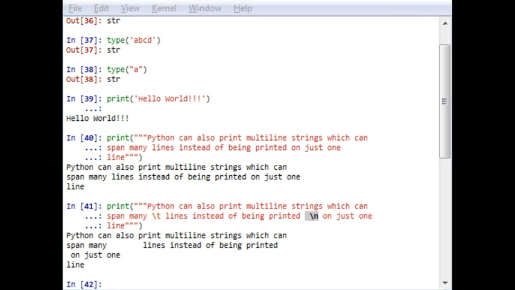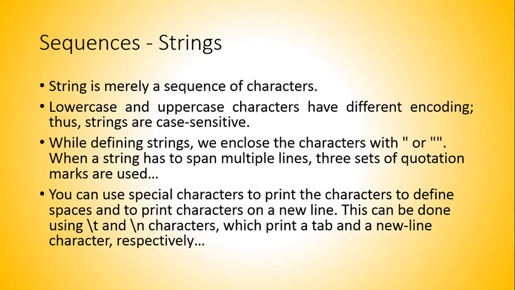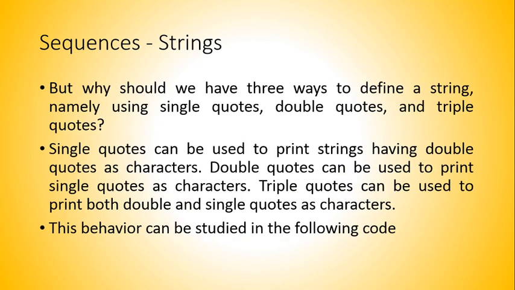But why should we have 3 ways to define a string, namely using single quote, double quote and triple quotes? The question is quite annoying, but why do we use 3 types of quotation marks in representation of strings? Each and every one has different features. See, single quotes can be used to print strings having double quotes as characters. Double quotes can be used to print single quotes as characters, and triple quotes can print multiple lines, with both double and single quote characters.